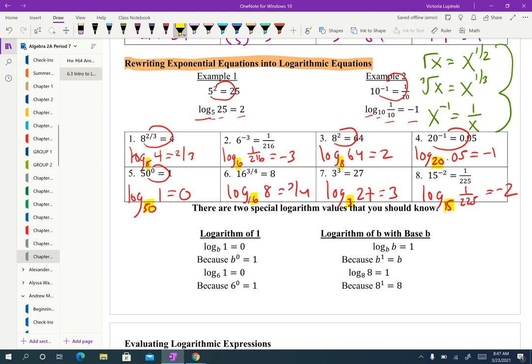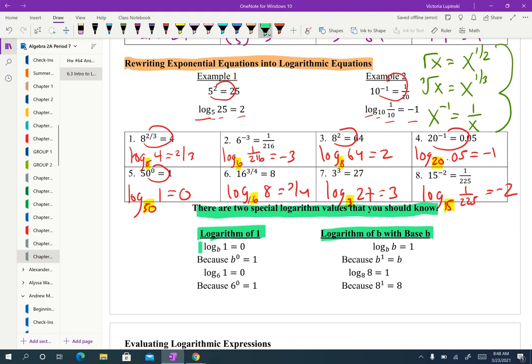Now that you understand how to go back and forth from a log to an exponential and vice versa, you might be asked to evaluate some logs. And in order to evaluate some logs, you really just have to remember your exponent rules. So there are actually 2 special logarithms that you should always be aware of, and you should always be able to calculate without a calculator. And that's if you're taking the log of 1, or if you're taking logarithm base b of the same base.